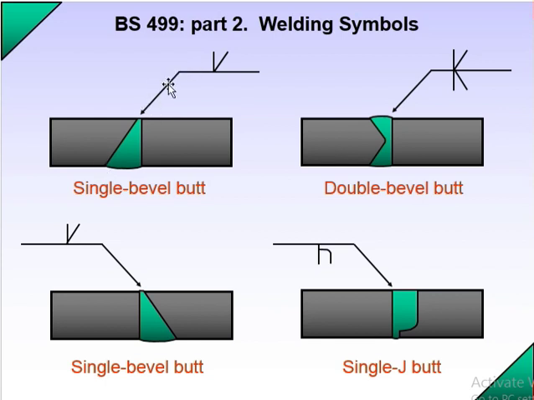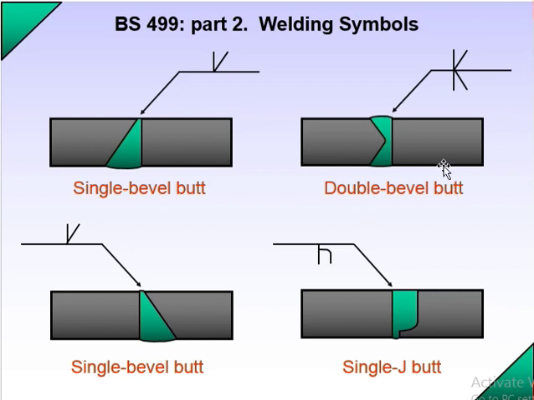So if it is the arrow side, and the welding is done this way, the welding symbol will be like this, a single bevel butt. This is the arrow side, this is the other side. You can see on the other side there is a welding of single V, the welding symbol.